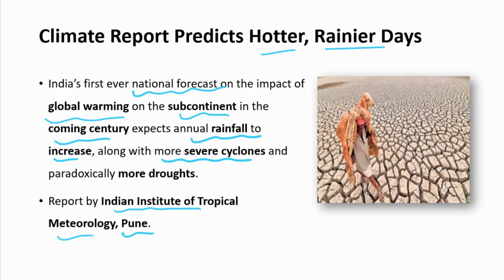Apart from that, there will also be, paradoxically, more droughts. So basically, these two things contradict each other, that rainfall will increase and there will also be more droughts. So basically, this means that there will be an imbalance in the distribution of the weather all across the country, all across the Indian subcontinent, which is a bad sign.